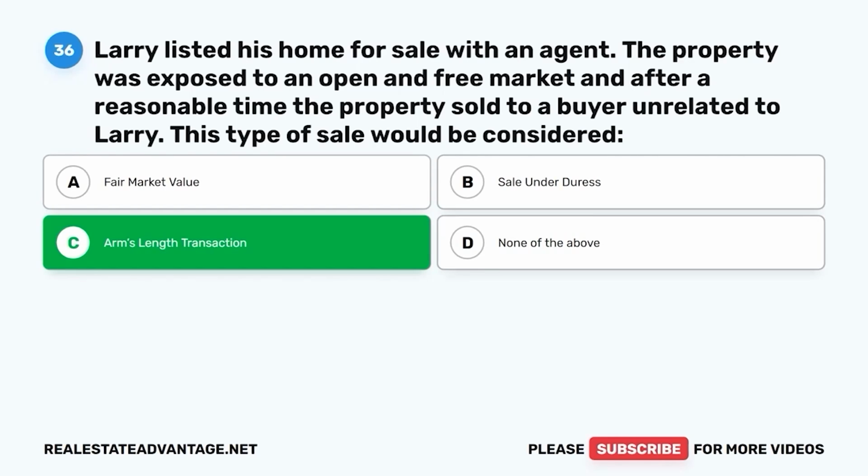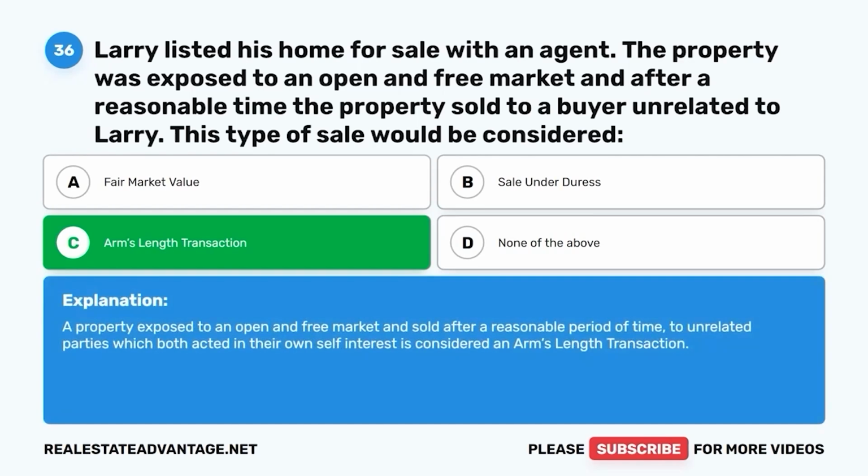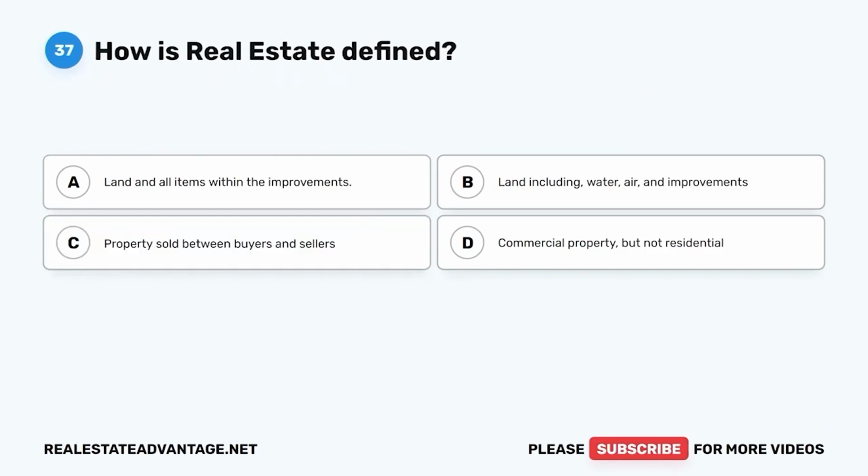Arm's length transaction. A property exposed to an open and free market and sold after a reasonable period of time to unrelated parties which both acted in their own self-interest is considered an arm's length transaction.